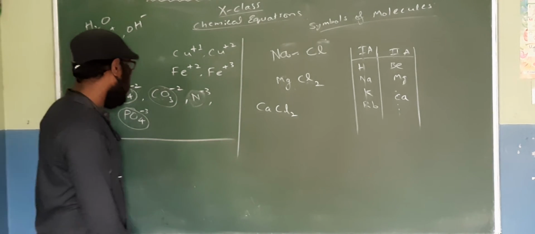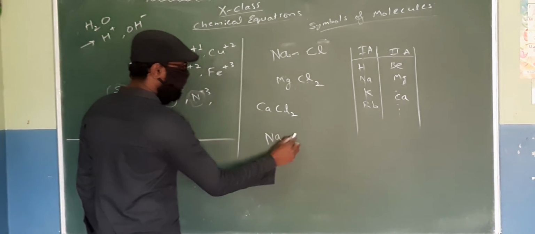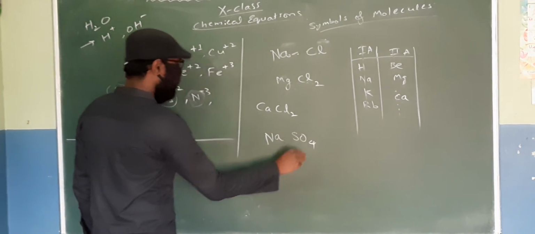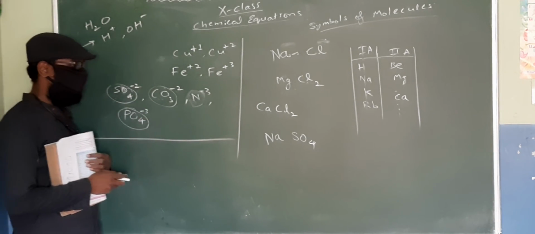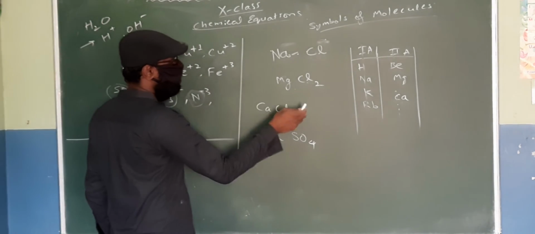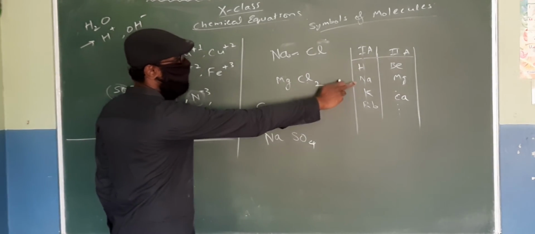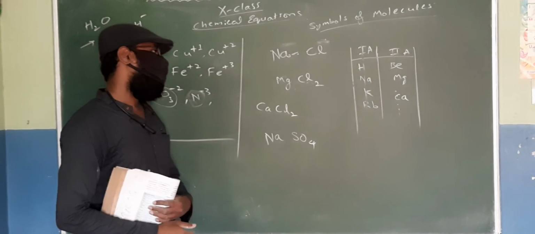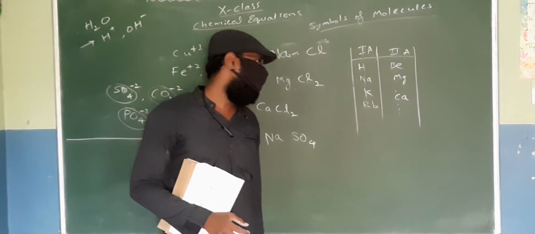Now if I ask you to write the formula for sodium sulfate, sodium symbol is Na and sulfate is SO4. The sulfate wants to gain 2 electrons. But how many electrons can sodium give? Sodium can give only 1 electron. See, sodium atomic number is 11, and it belongs to group 1A obviously. Anything belonging to group 1A wants to lose 1 electron only.